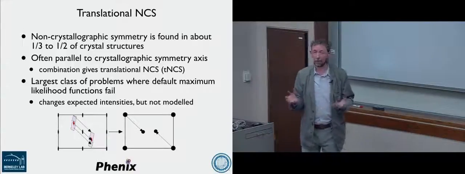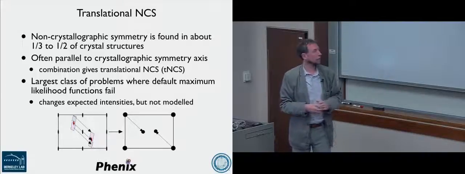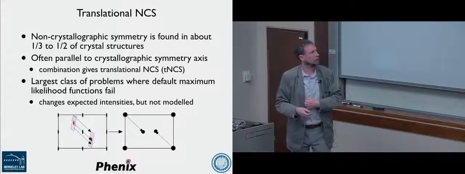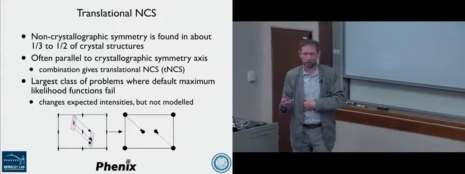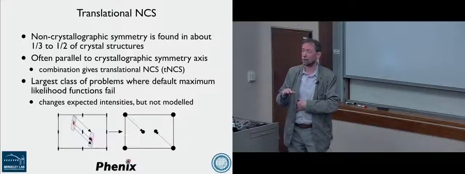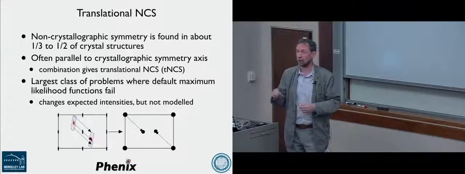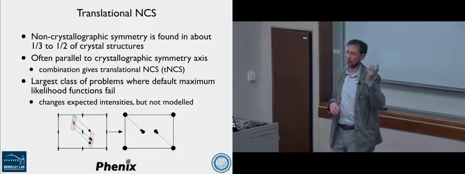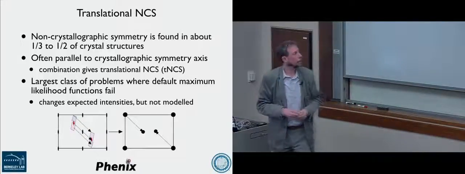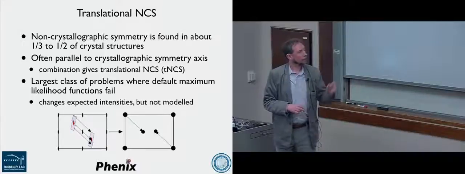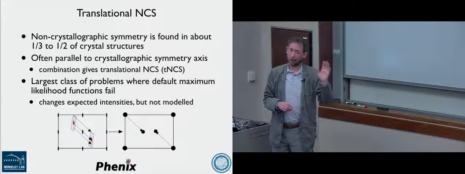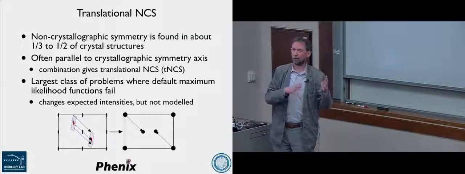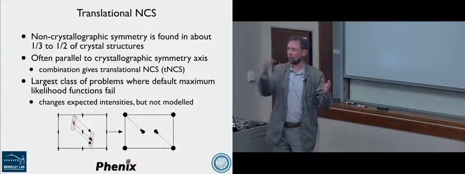So non-crystallographic symmetry is quite common in macromolecular crystallography. About a third to half of structures actually have some kind of non-crystallographic symmetry, and in some subset of those it is in the form of translational non-crystallographic symmetry. This comes about because you can have rotational symmetry that is parallel to a crystallographic axis. Historically, this was a class of problem where likelihood methods for molecular replacement, i.e. Phaser, failed. It would find maybe 3 or 4 of your molecules, but wouldn't find the other 1 or 2.